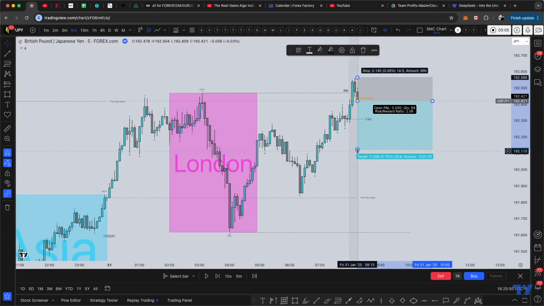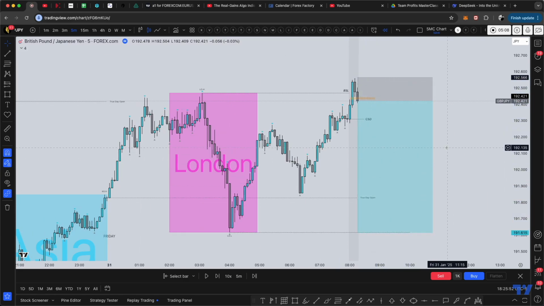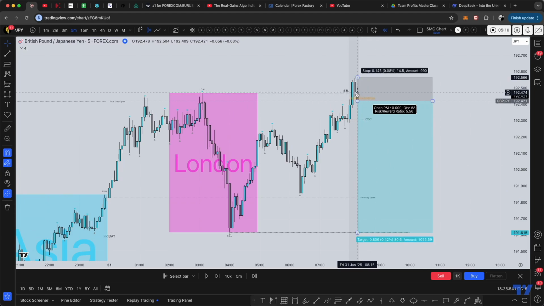But this is aggressive, very aggressive. The aggressive way can give you more risk to reward. But what is the bad thing? There's always a pro and a con. What's the bad thing about this?